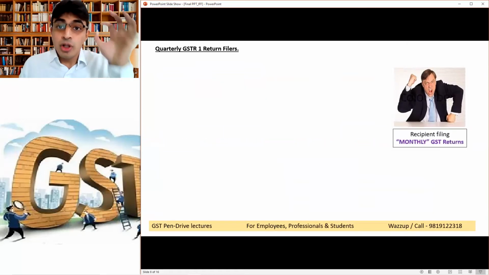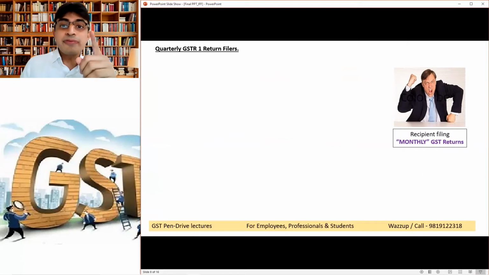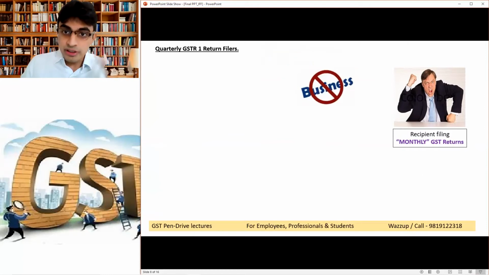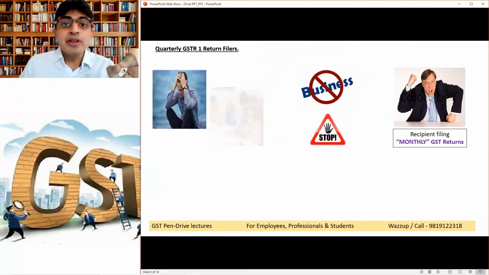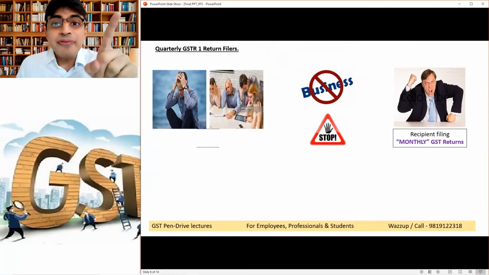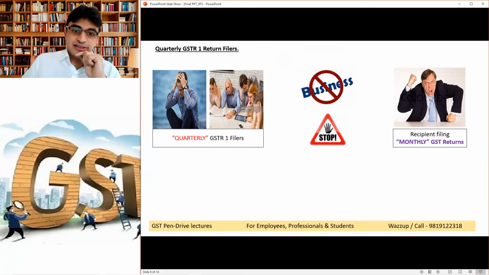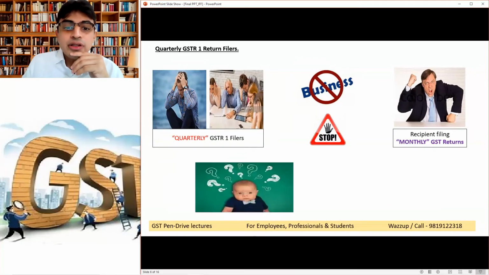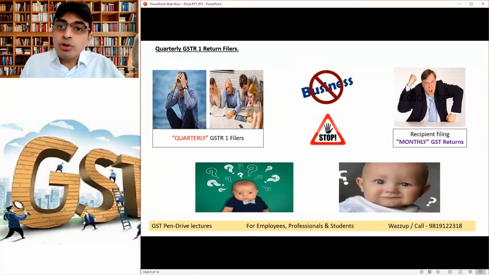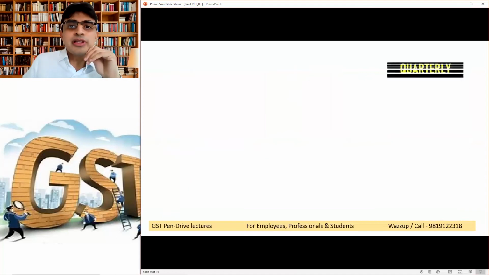Currently what is happening? All the recipients who are filing monthly GSTR1 returns have stopped doing business with those who are filing quarterly GSTR1. Agreed. Why will I do business? I'm not getting ITC. So this is the problem for the quarterly GSTR1 filer. People have stopped doing business with them. Now, what is the change here?